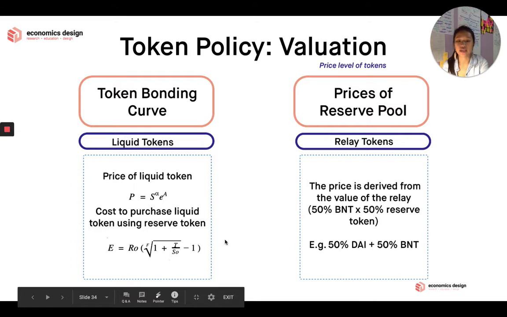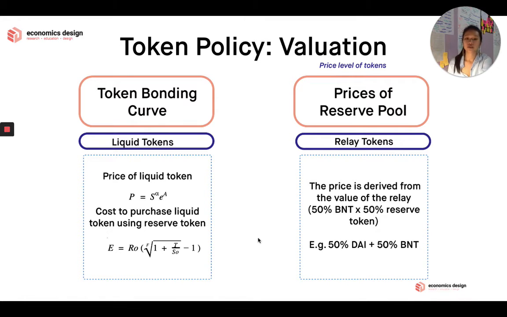This is the formula anyway. So E equals RO, which is the initial reserve, and F is the reserve ratio, which is your exchange rate, and then you get this function. So that's the mathematical formula that I'm talking about.